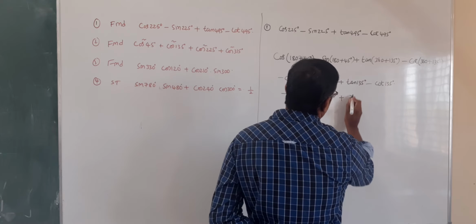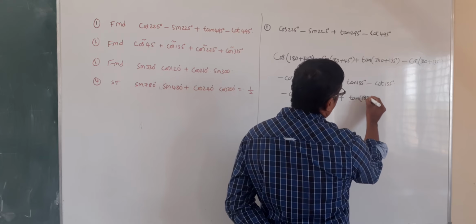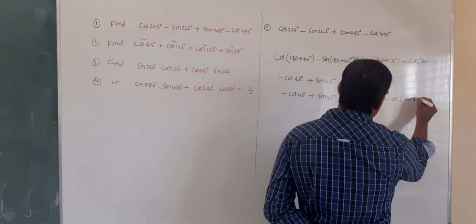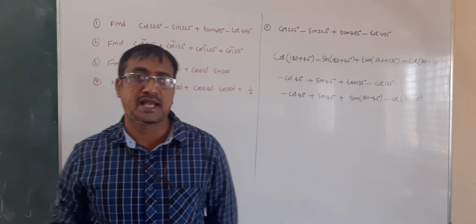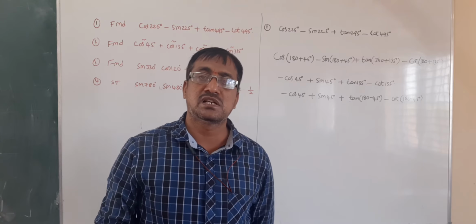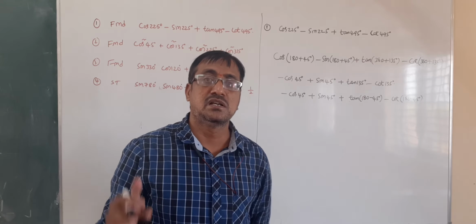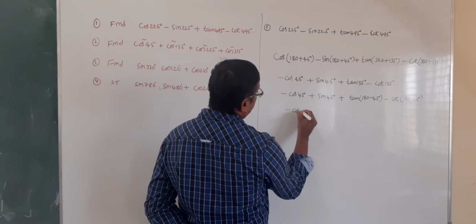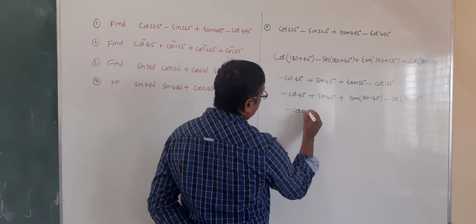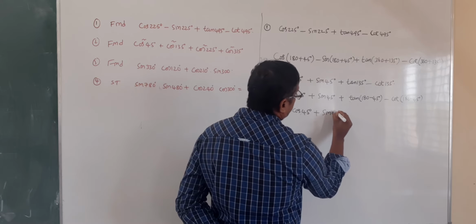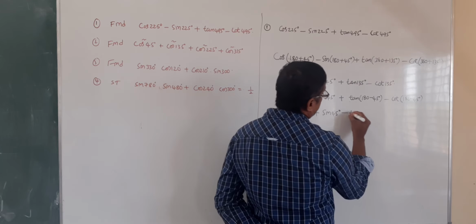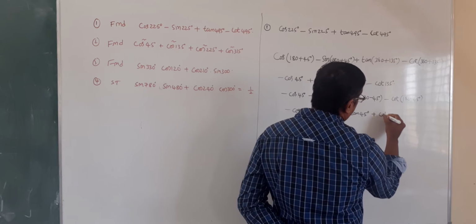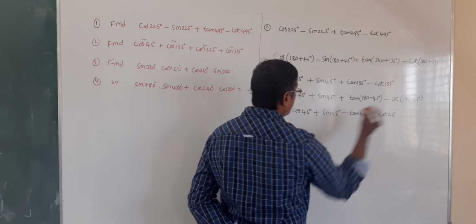Now this can be written as tan of 180 minus 45 degrees minus cot of 180 minus 45 degrees. You need to write any angle in that form, 180 plus or minus theta, 360 plus or minus theta. Then it will be easy to find the value. So minus cos 45 degrees plus sin 45 degrees, and tan of 180 minus theta is minus tan theta, cot of 180 minus theta is minus cot theta, so that we will get plus cot 45.